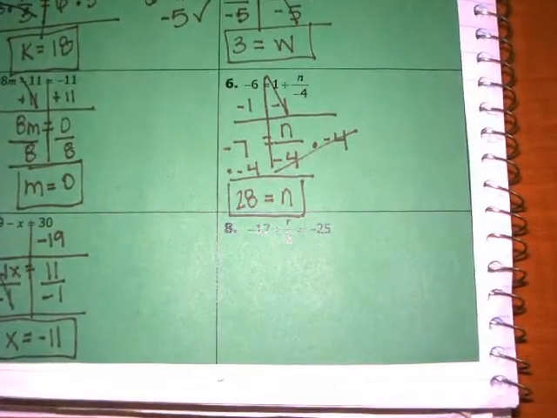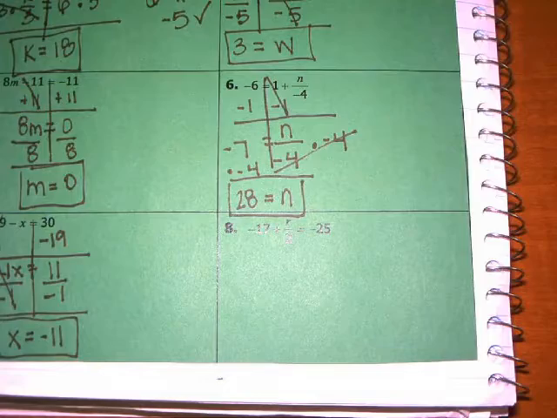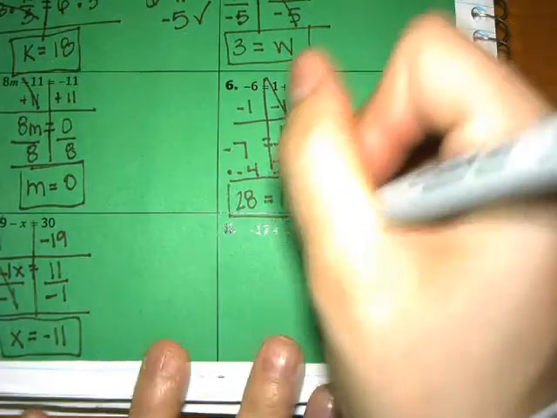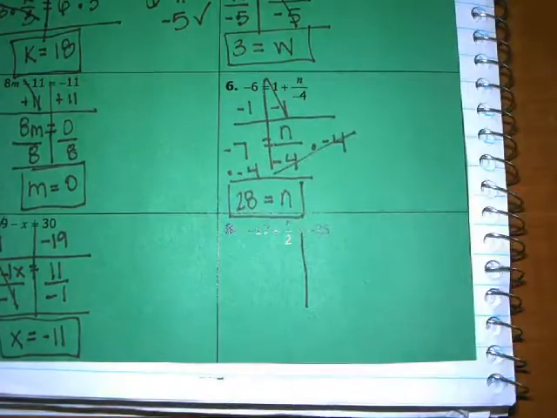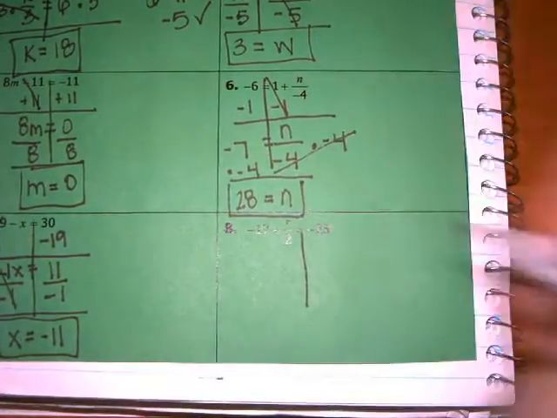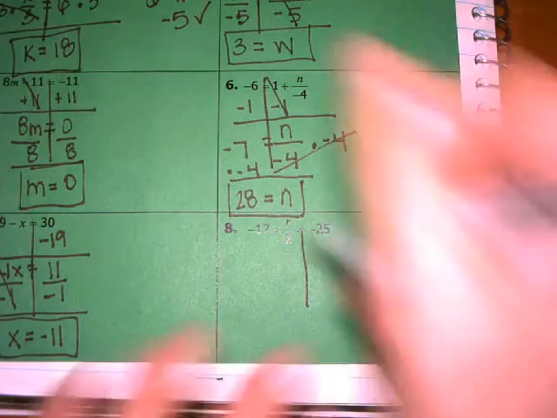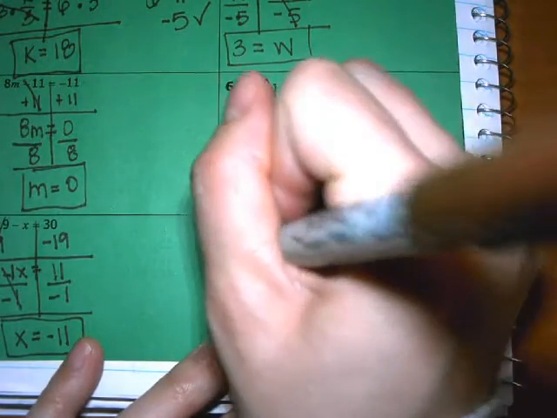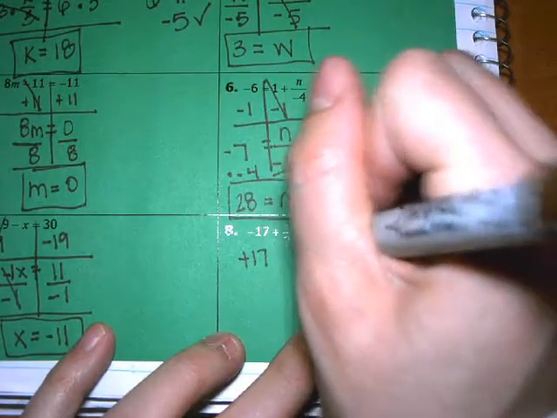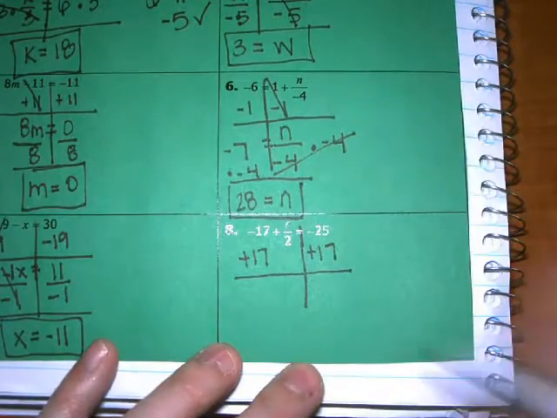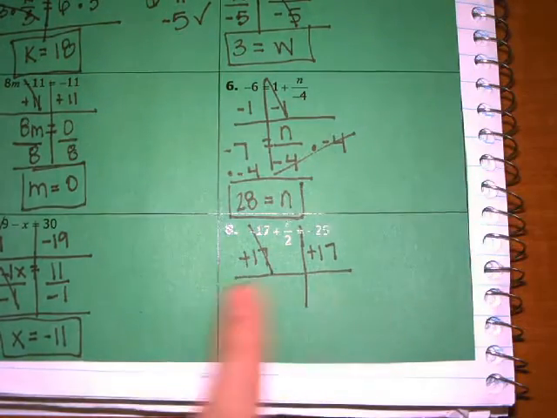Okay, I'm going to go step by step with these problems. So number 1, what did you do first on number 8? Added 17. We need to get rid of that 17 by adding it to both sides. 17 goes away. What are we left with, Molly?